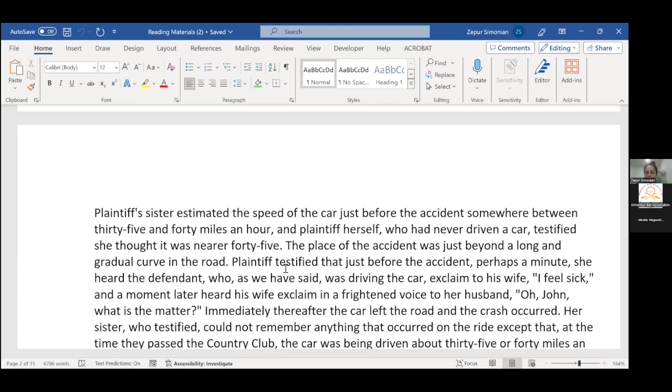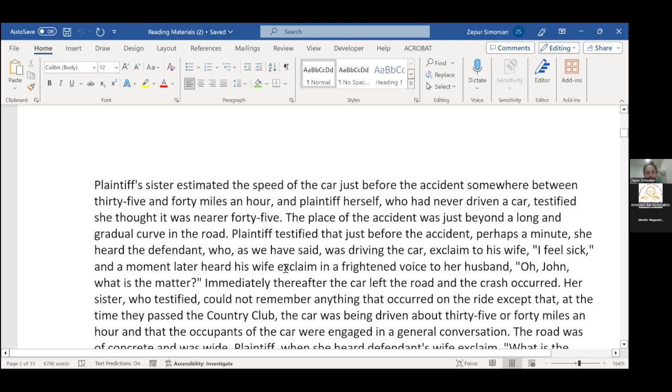So this might be important because the issue of voluntary, we don't know yet what the definition is, but also up above, there's a claim of being reckless. So the speed limit's going to matter, right? Was the person really speeding or not? 35, 40, depending on where you're at, might not be that fast. The place of the accident was just beyond a long and gradual curve in the road.